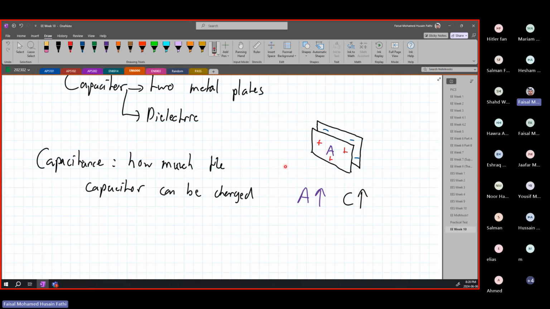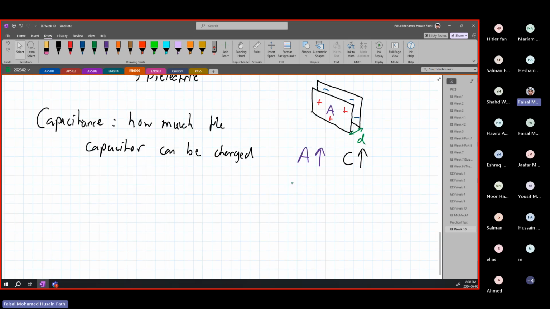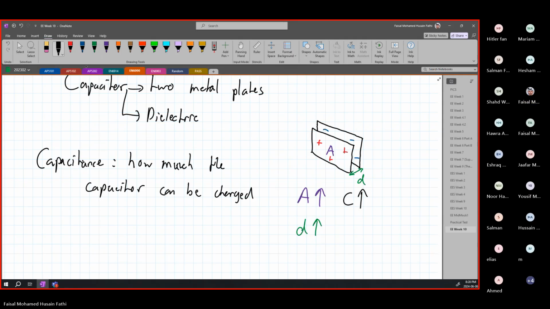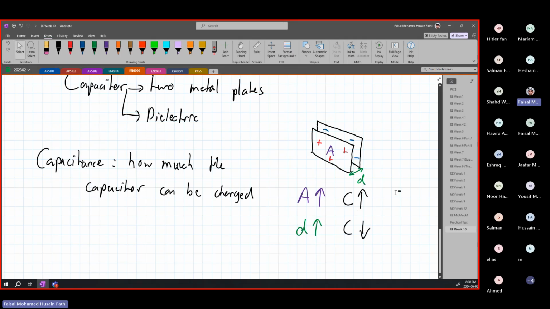Another thing is the distance in between these two. All right, so the distance between these two plates also plays a major role in your capacitance. As you increase your distance, meaning the further away you remove this plate from that plate, the less amount of field you will be able to have, meaning your capacitance is going to reduce.